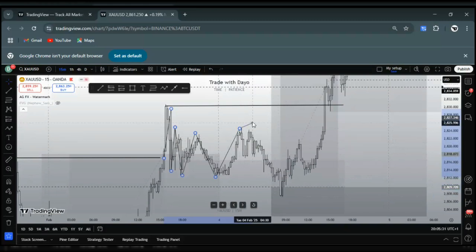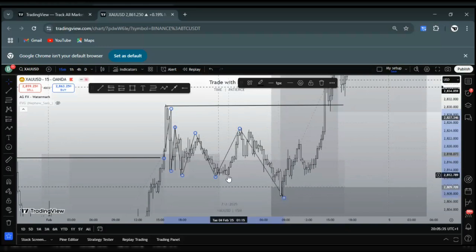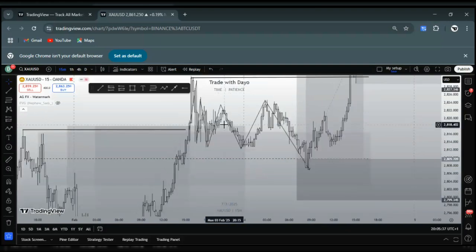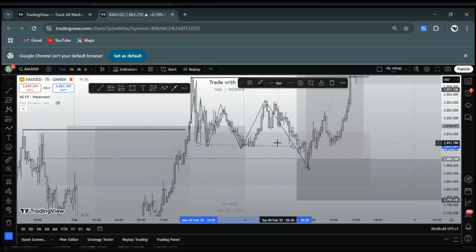After it went down, it swept all the three lows, which is what we call liquidity. It liquidates all the three people, the early buyers that bought from this zone.